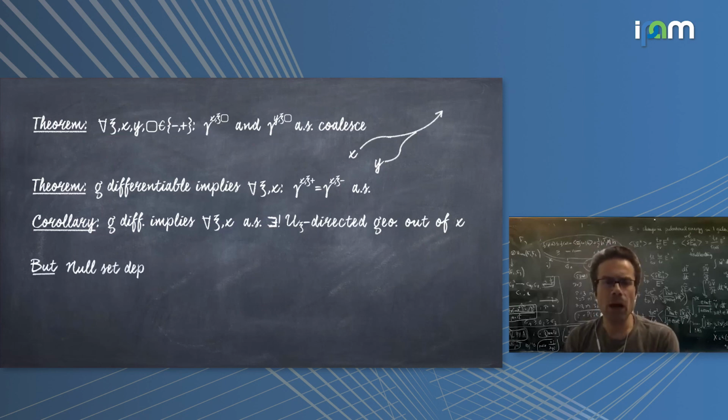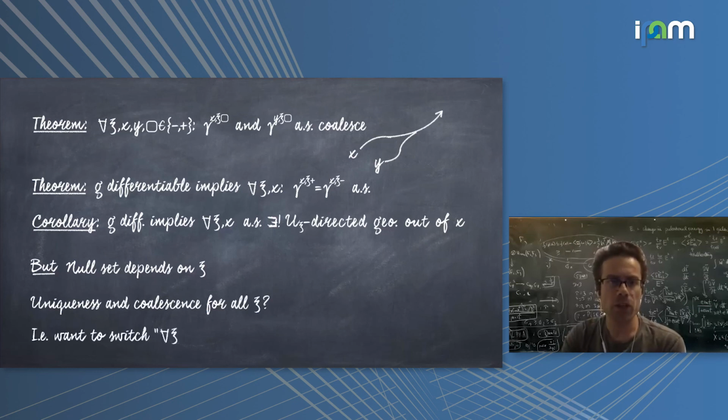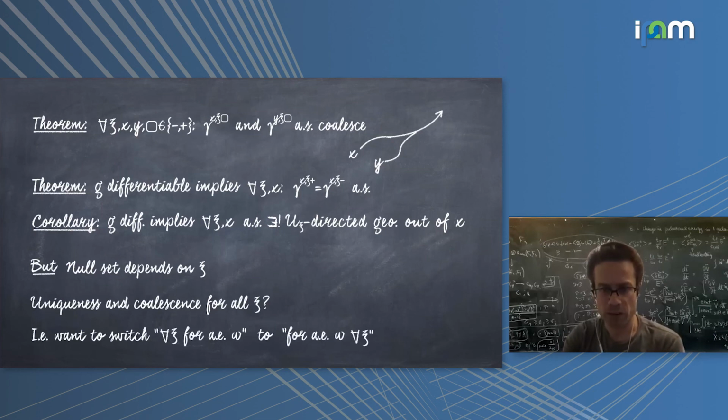Okay, but now the null set in these kinds of results might depend on the direction. And so what we want is to look into the uniqueness and coalescence for all directions at once, and that means that I want to switch around the for all xi and the for almost every omega.